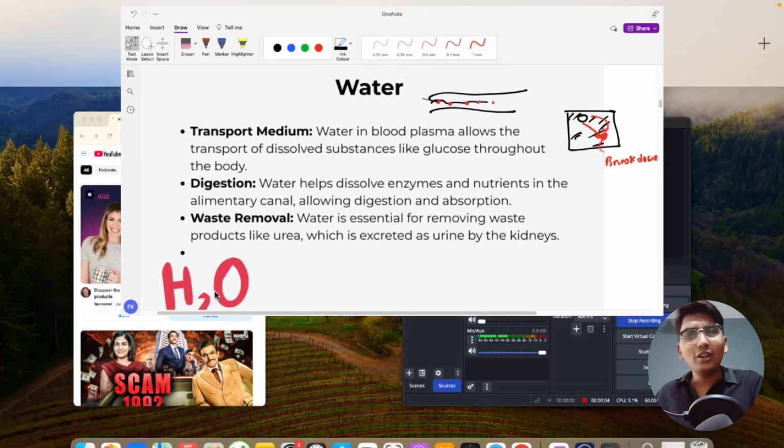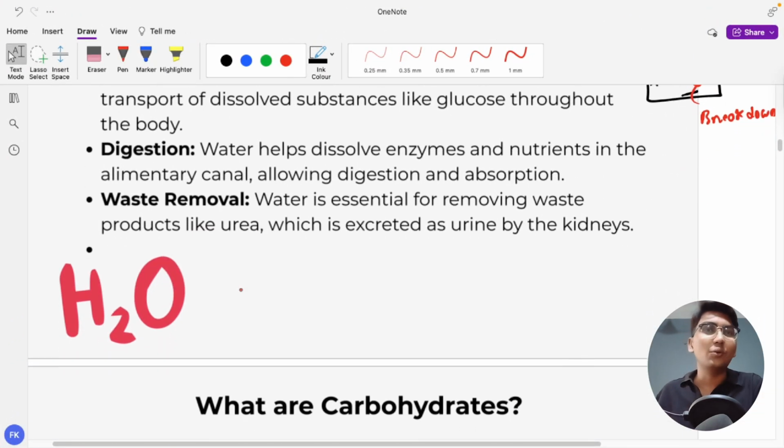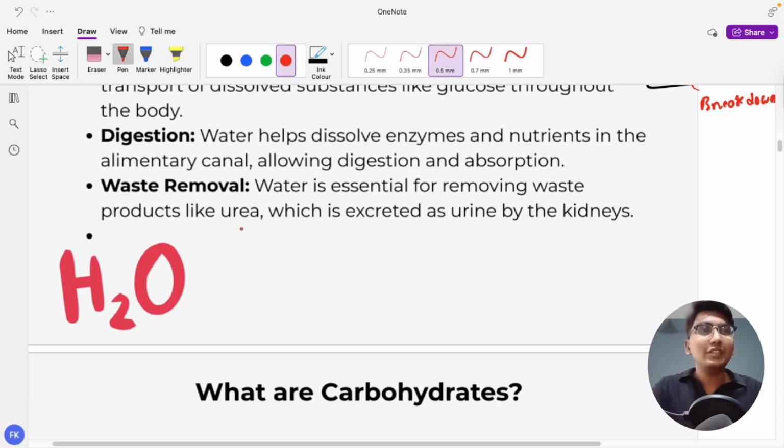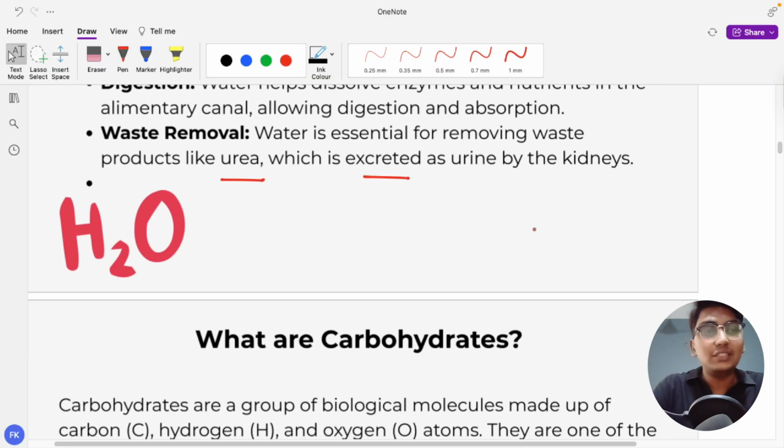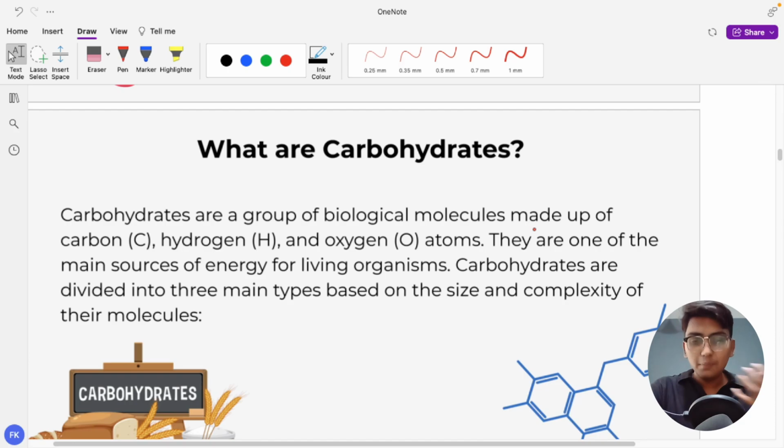Then water is also used for waste removal. Water is essential for removing waste products like urea, which is excreted as urine by the kidney, right? Otherwise, these toxic products will accumulate in our body and eventually cause death, right?